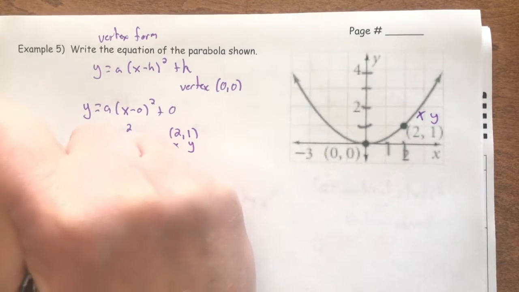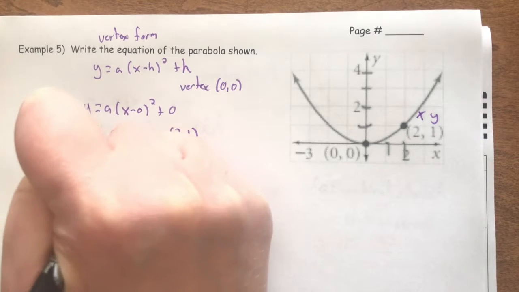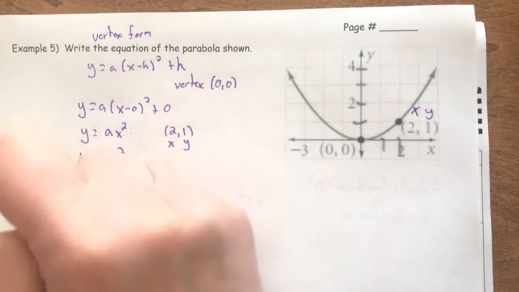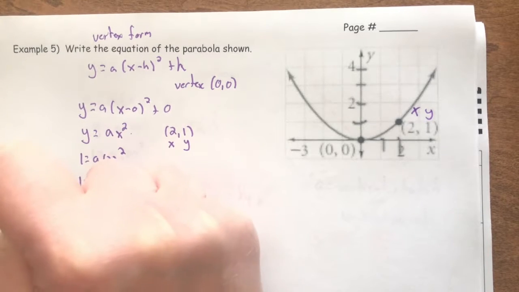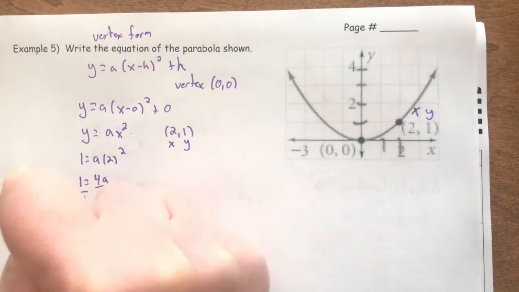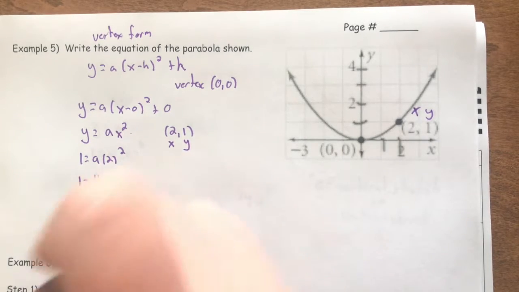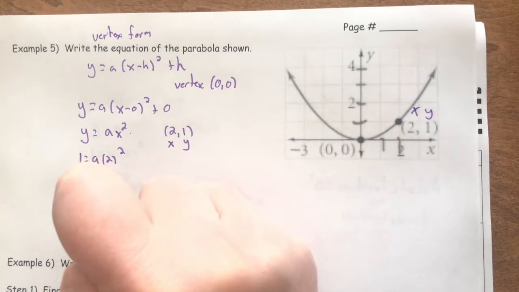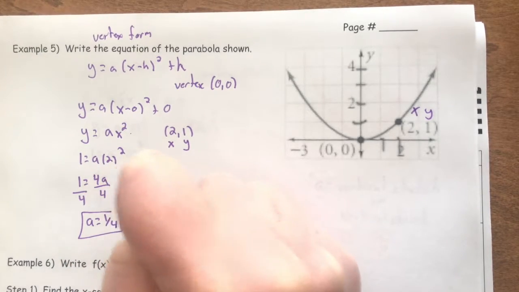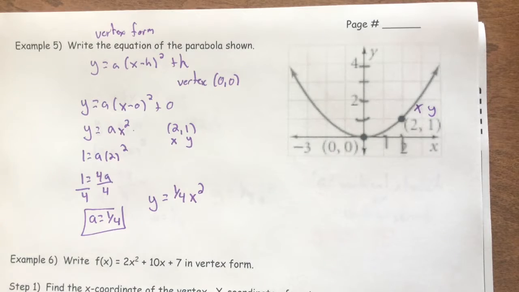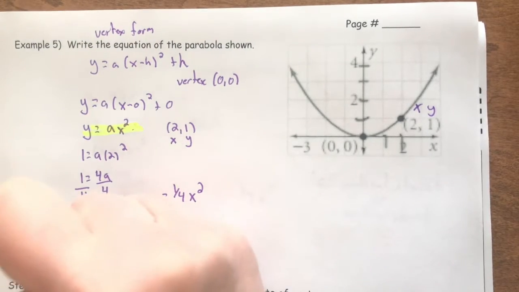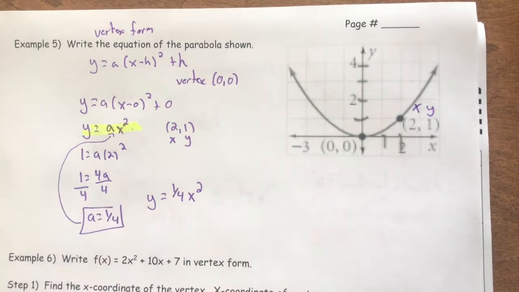So we're going to have 1 is equal to a times 2 squared. As we simplify that, we get 1 is equal to 4a. And when we solve, we have a is equal to 1/4. So our new equation is going to be y equals 1/4 x squared. Because remember, we were using this function right here where our vertex was 0, 0, and we were taking that a value and we were plugging it in.